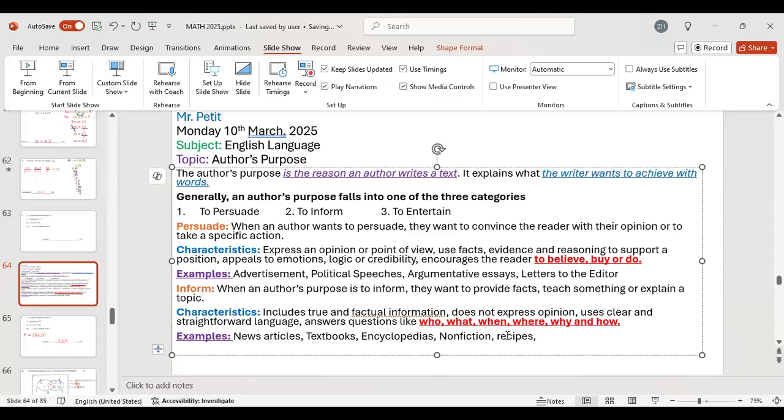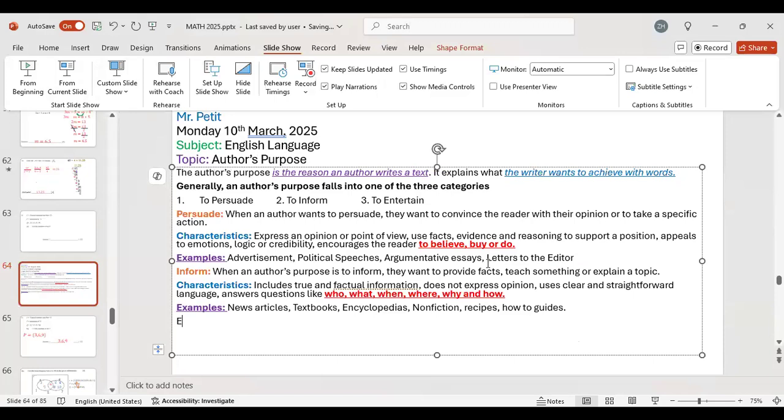Next, recipes are also just given information, and then how-to guides are also. Okay, all those are just given information. Then the final one is going to be what? Entertainment. Entertain.